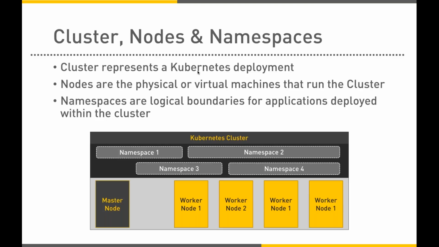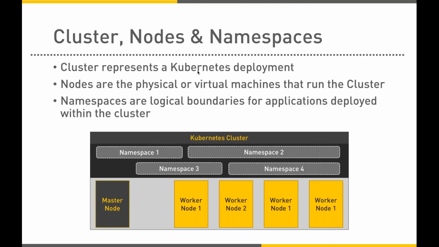In our case, we are actually dealing with DigitalOcean droplets, which are VMs that are running the nodes. So once you have the nodes set up and the cluster up and running, then you need to get familiar with namespaces. So a namespace is essentially a logical boundary for applications deployed within the cluster.